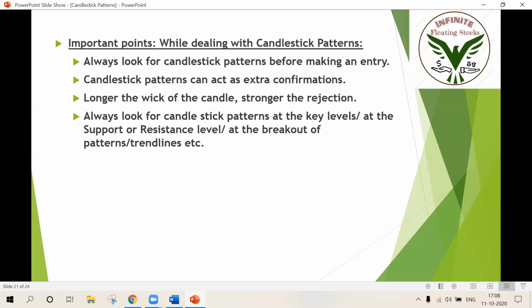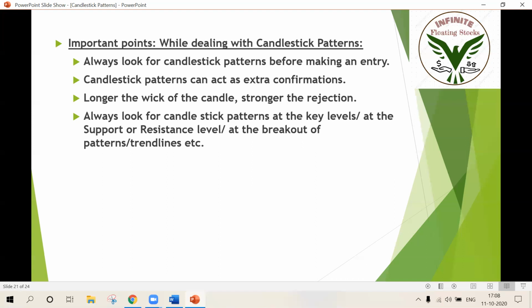If the wick is longer, it is nothing but the fighting area between buyers and sellers. So the longer the wick, the stronger the rejection. If a candle has a green body and a large wick, the body area is where buyers won, and the wick area is where there was a huge fight between buyers and sellers.